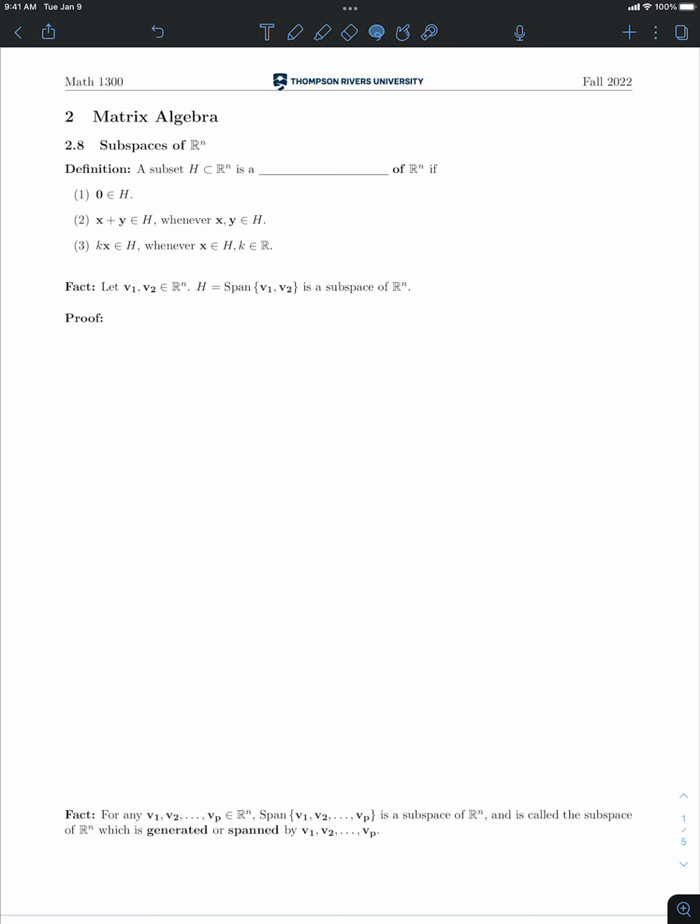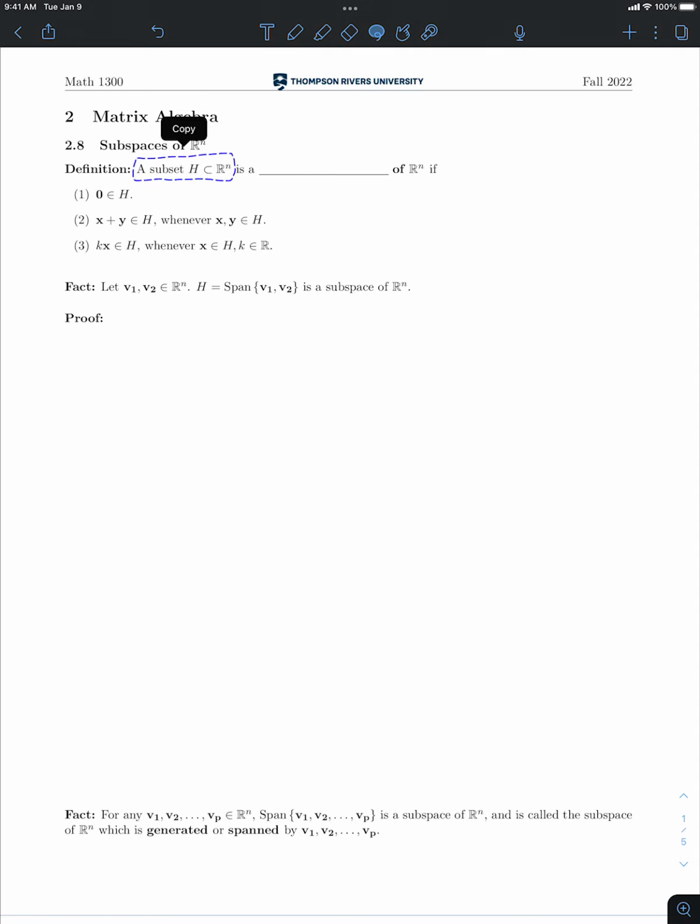Okay, next we're going to talk about subspaces of Rn. So what is a subspace? Well, you have to start with the notion of a subset. So let's start by assuming, first and foremost, before we go any further, that we've got a subset of Rn, and we'll call it H.